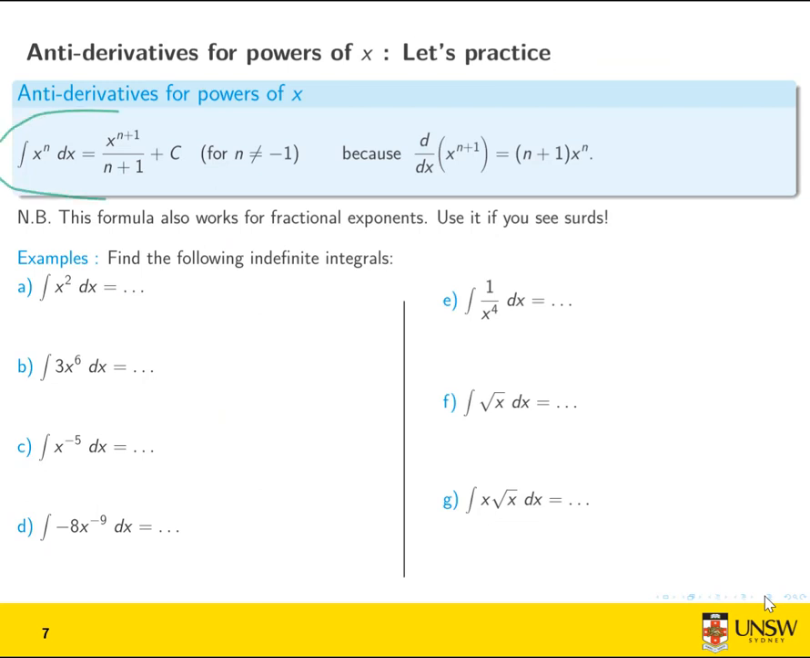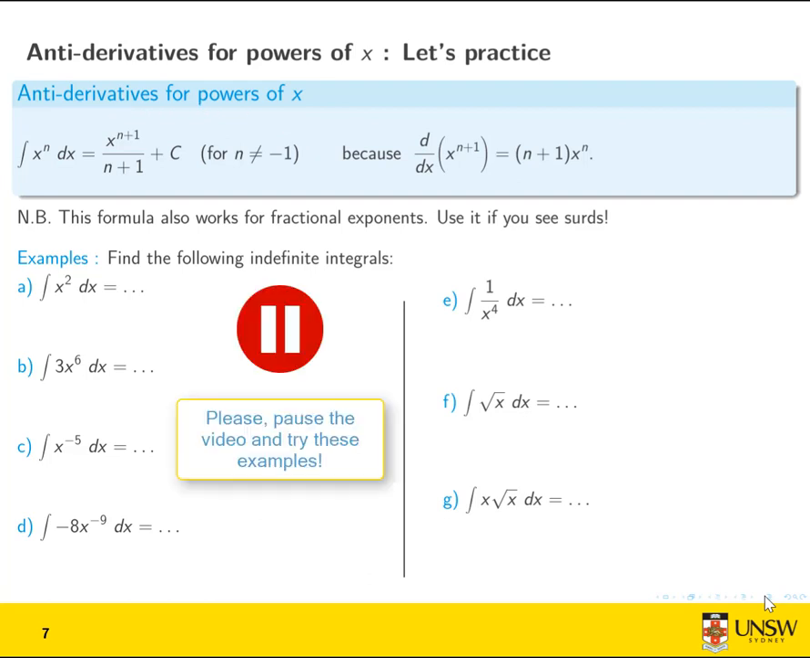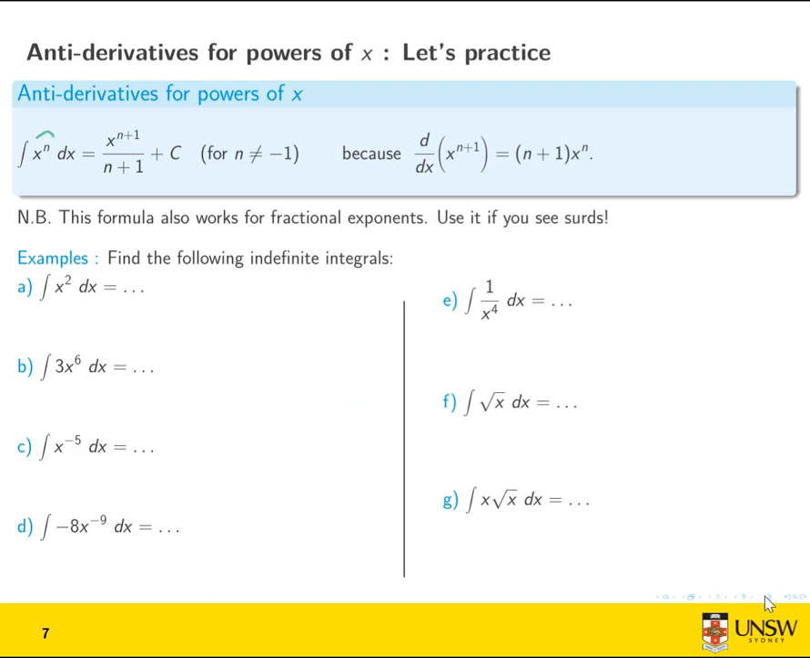We now have this formula that gives antiderivatives for powers of x. Let's use it on some examples. I think it's a good time for you to pause the video and try it for yourself. Question A, n is equal to 2. The formula says increase the exponent by 1, divide by the same exponent, and add c.